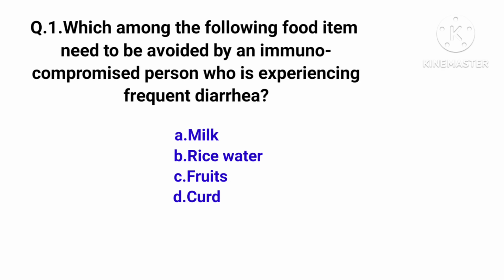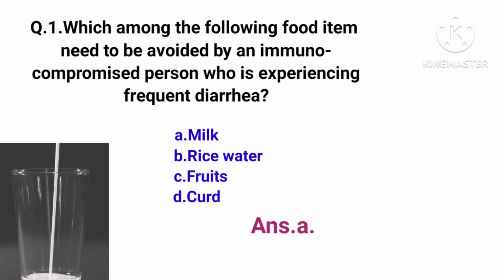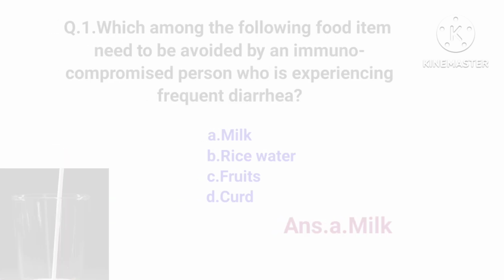Which among the following food items need to be avoided by an immunocompromised person who is experiencing frequent diarrhea? Milk, rice water, fruits, or curd? And here the right answer is option A, milk.